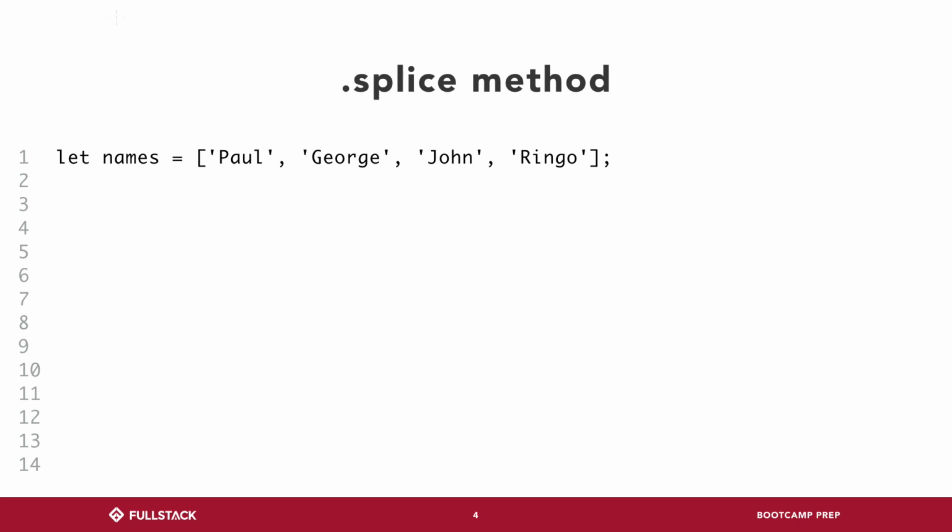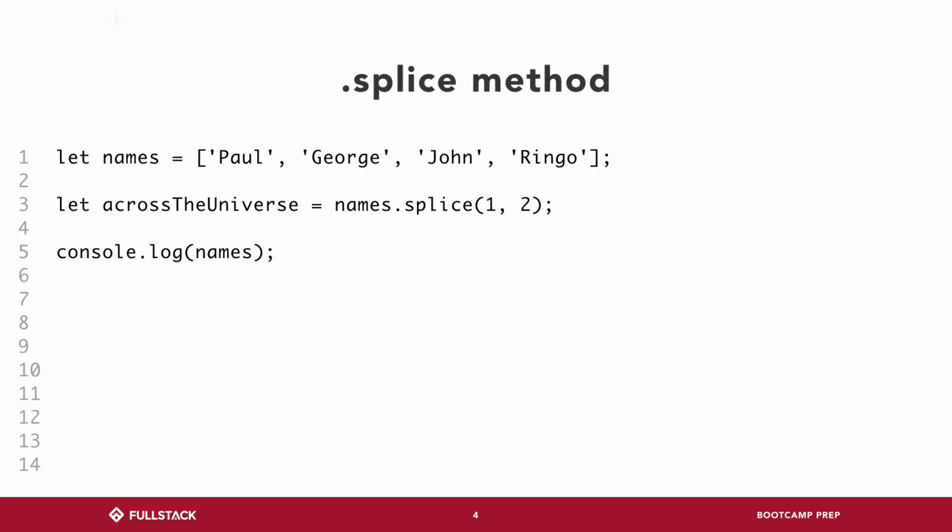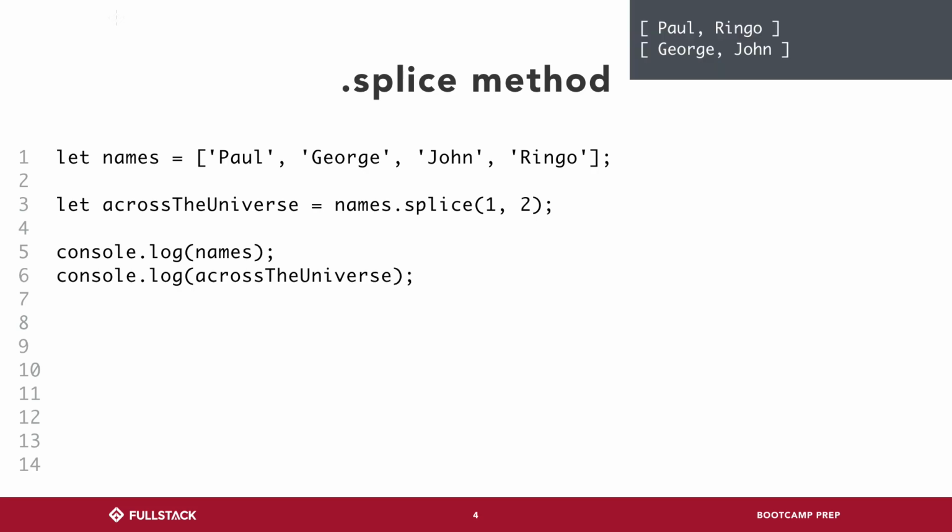Yep, the last 2. With more examples, we have names with Paul, George, John, and Ringo. Then you create a variable where you splice from the first index, 2 elements. Just as you said, if you console log those, you'll get Paul and Ringo, and then George and John is saved, because that is from the first index, 2 over. And so it kind of puts them all together.